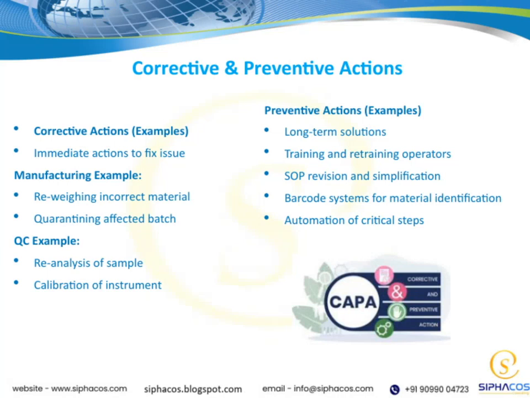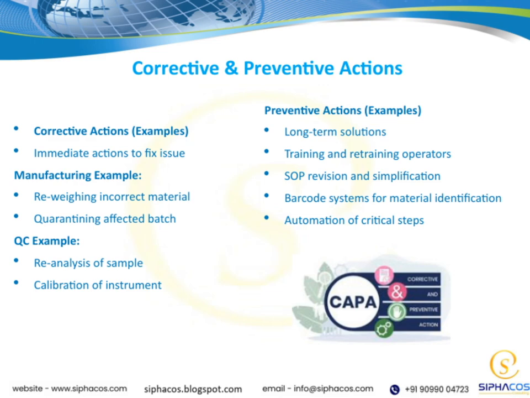Let's take a look at some examples of preventive actions. These are long-term solutions designed to address issues before they occur. For instance, investing in training and retraining operators helps ensure everyone is up to date on best practices. Revising and simplifying standard operating procedures makes procedures easier to follow, reducing errors.